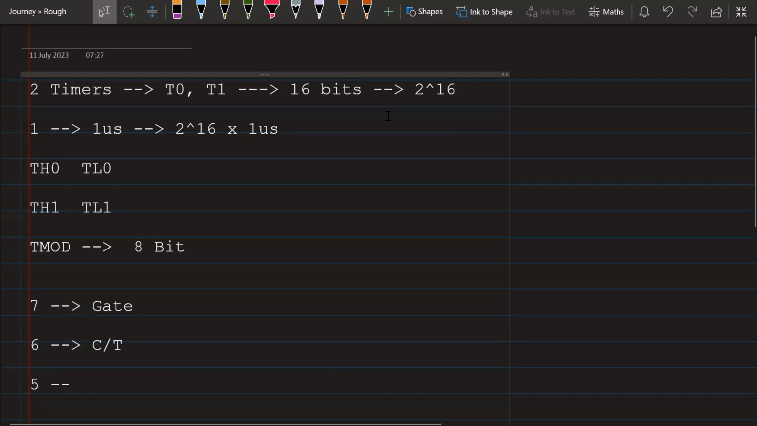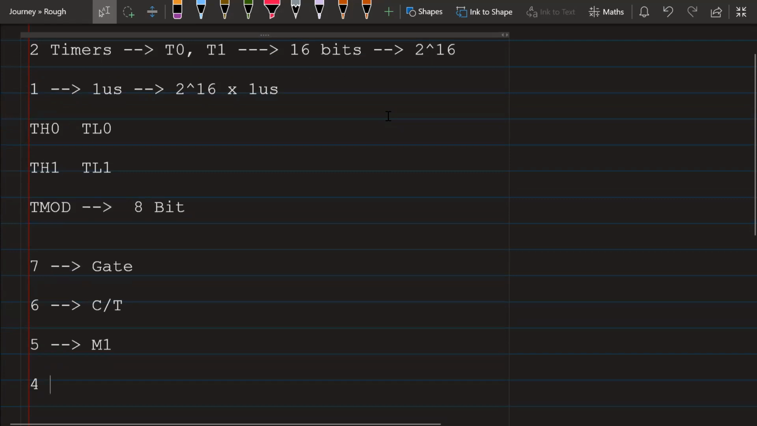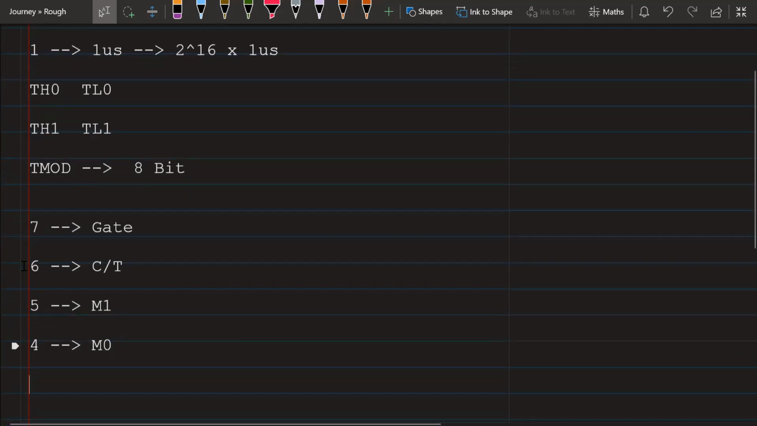The fifth bit represents M1, that is a mode bit, and the fourth bit represents M0. Using M1 and M0, we can have 4 combinations: 0 0, 0 1, 1 0, 1 1. So this helps us to use 4 modes of operation. Clear?